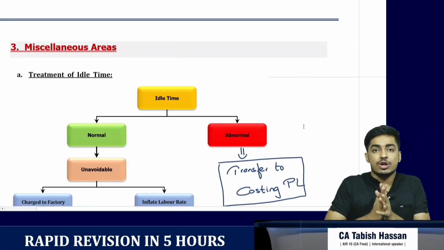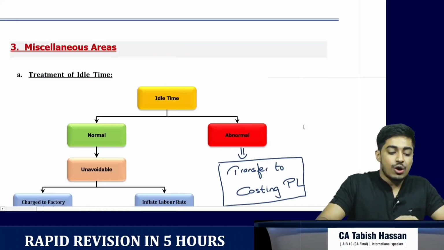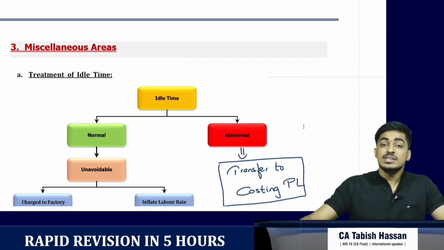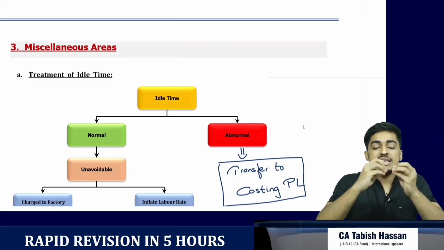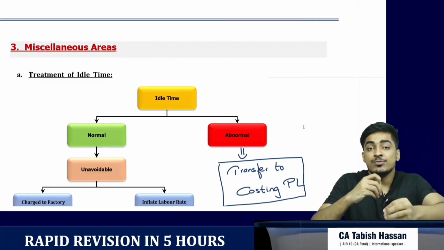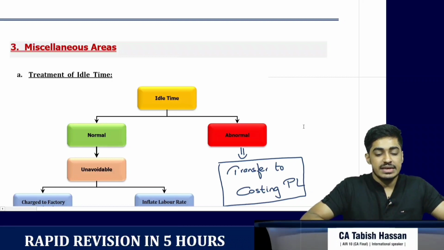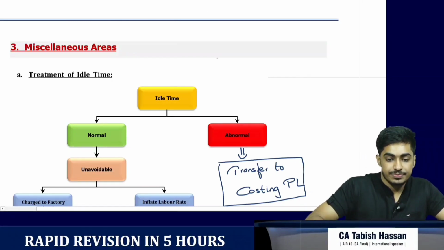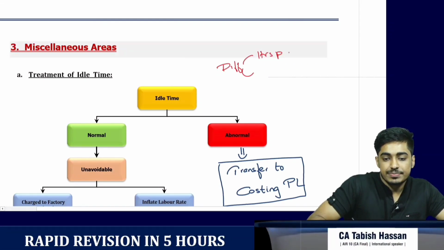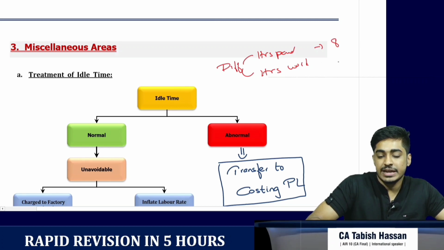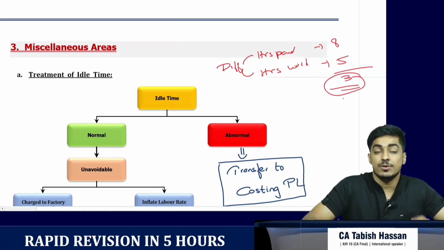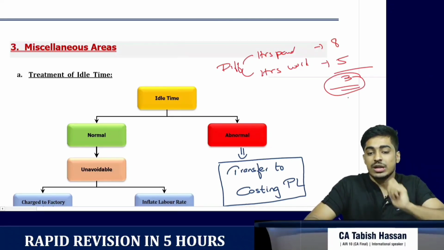Now let's go to the final topic. Let's see all the miscellaneous areas. First is idle time. What is idle time? It is the time for which we are getting payment, but we are actually not working. That is, it is the difference of hours paid and hours worked. Say for example, we are getting payment for 8 hours, but we are working for only 5 hours. So the difference, 3 hours for which we are getting payment but not working, is called idle time.